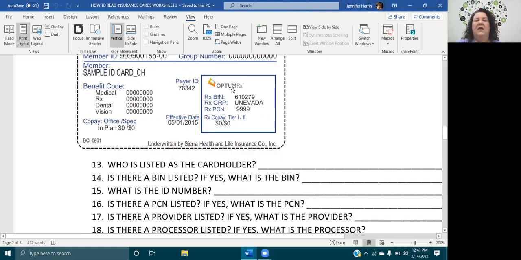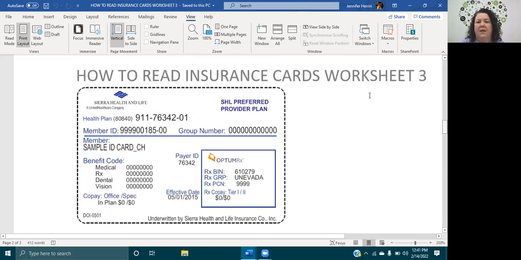And again, I'm not going to be real strict on the grading of some of those aspects. The most important parts of this are being able to find the bin number if it is listed, being able to find a PCN number if it's listed, finding that member ID, and differentiating between the medical plan group number and the RX plan group number. And that is the difference between these two. This group number up here is for their medical plan versus down here inside the little blue box. The Univada is the RX group plan. Just wanted to be clear on that.